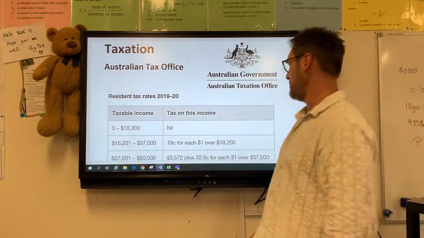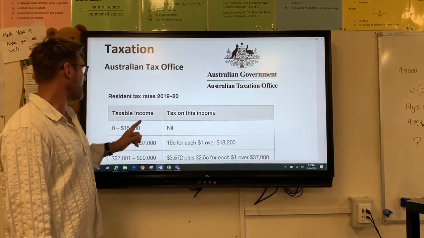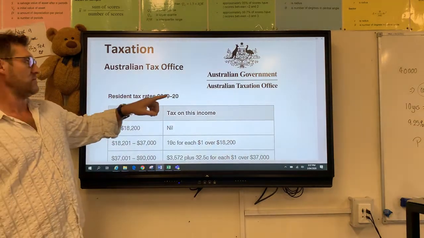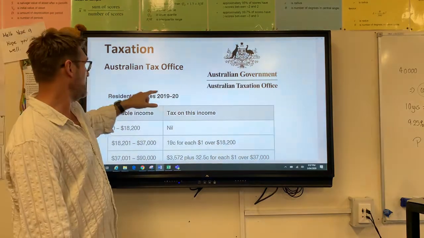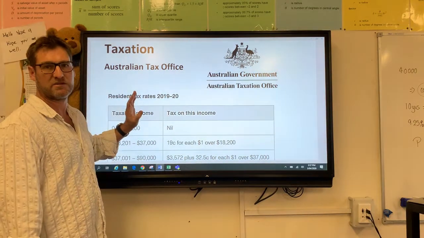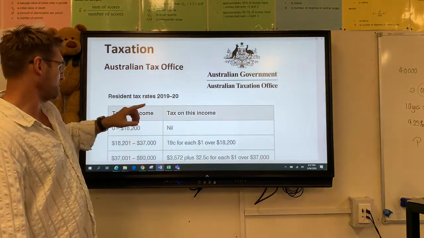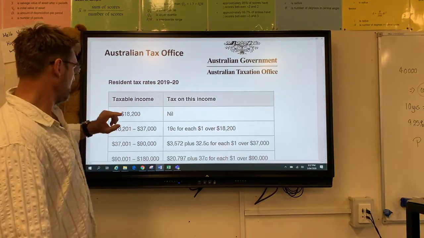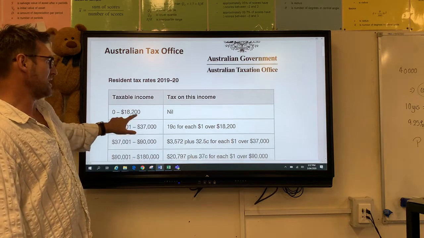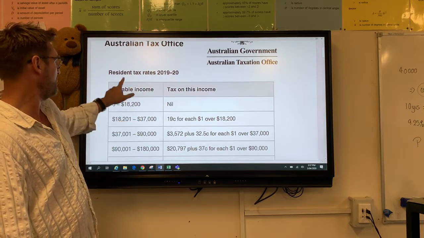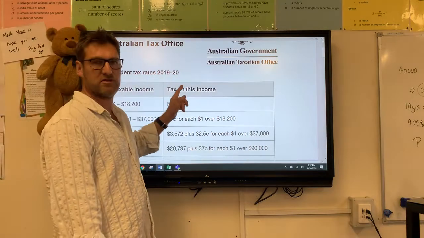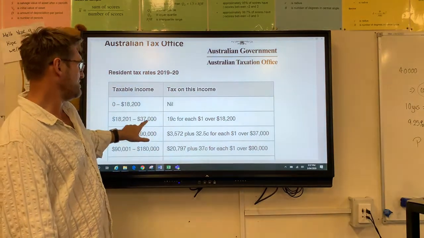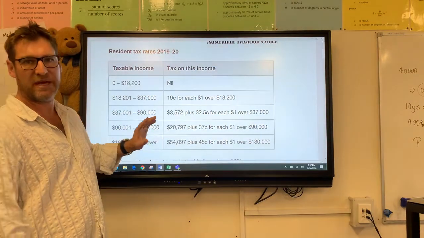Tax time. We're going to have a look at paying tax. If you go to the Australian Tax Office website, there's a million different ways we pay tax in Australia, but one big ticket item is that the government gets a lot of money from people's income. I've cut and pasted this little piece of document here, resident tax rates 2019-20. So if you're an Australian resident and you pay tax, this is the table you're going to have a look at to pay your tax bill.